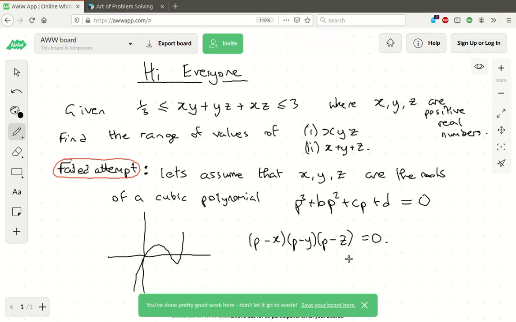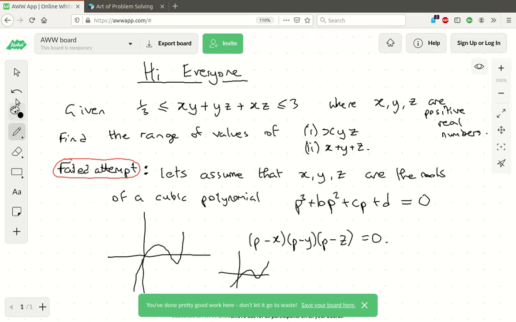So that's what I was first thinking for my failed attempt. And you can see quite clearly here that minus x times minus y times minus z should give you your positive d. And that's why d does indeed equal minus xyz. But yeah, so that was my thinking. And then I thought, now I've just got to make sure that all three roots exist and are real. Because these are positive real numbers, so obviously cubics can be like that, yeah?